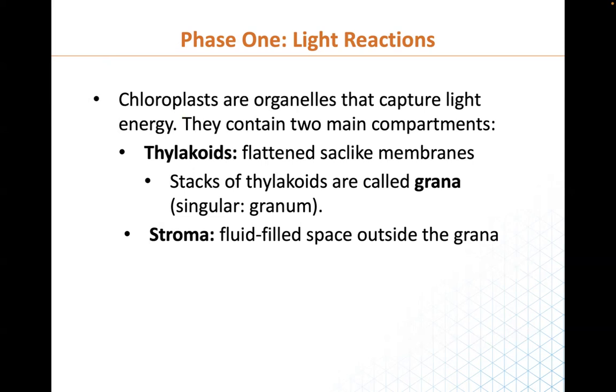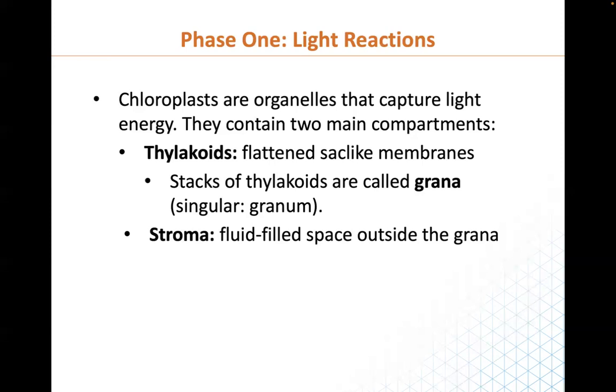Chloroplasts are the ones that capture the light energy. They contain two compartments, the thylakoid and the stroma. Chloroplast is one of the organelles found in a plant cell, and it is green because of chlorophyll. This chloroplast is divided into two compartments, the thylakoid, which is a flattened sac-like membrane.